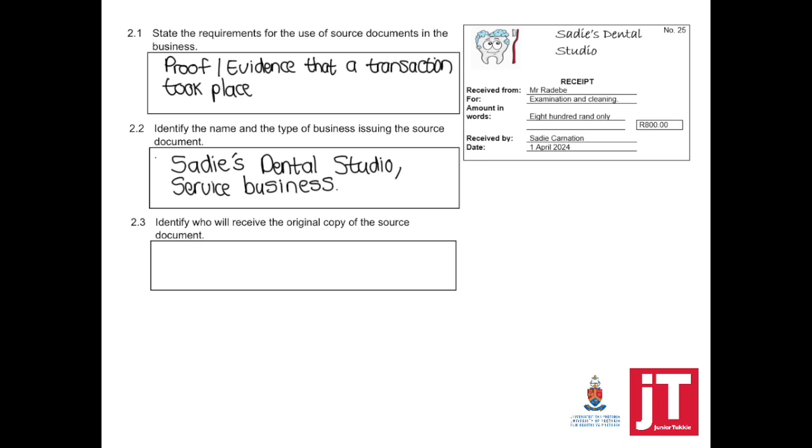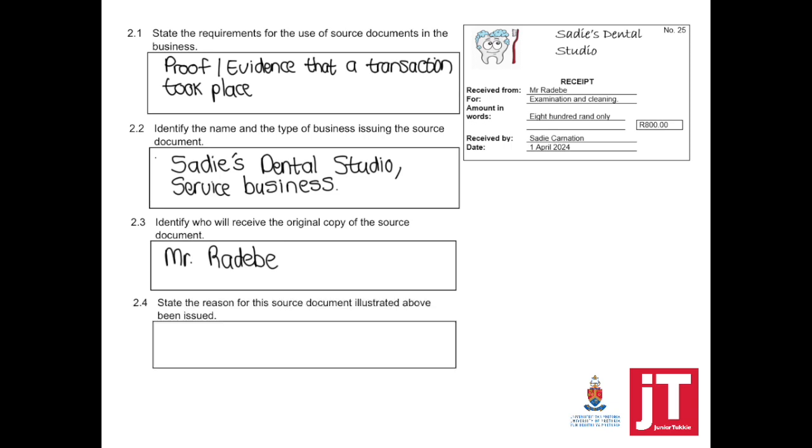2.3, identify who will receive the original copy of the source document. Always the customer gets the original, and that's why we need to look at received from Mr. Radebe. So he will get the original and the business will keep the duplicate. 2.4, state the reason for the source document illustrated above being issued. As I've mentioned earlier, it says there examination and cleaning. This means that we've rendered a service, and if services are rendered, this will be fee income. So this is for examination and cleaning, to be specific.